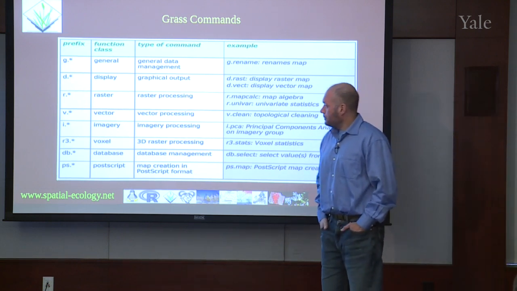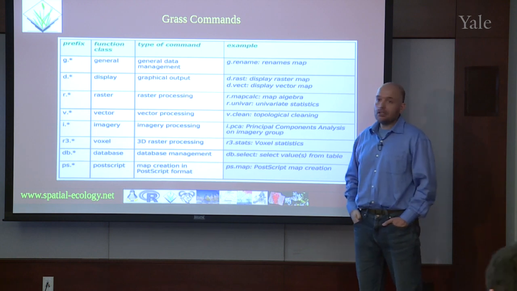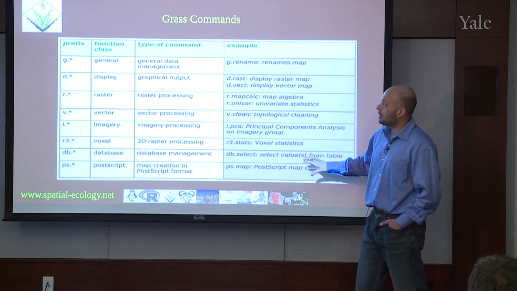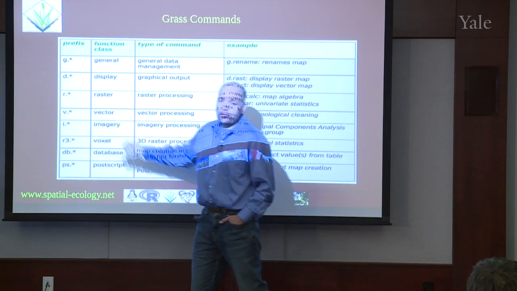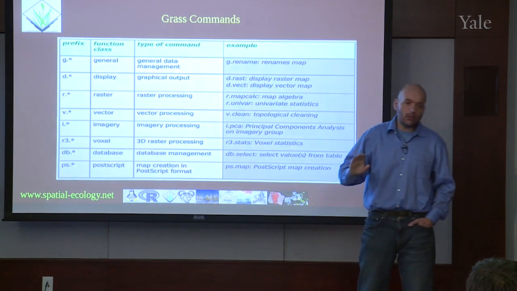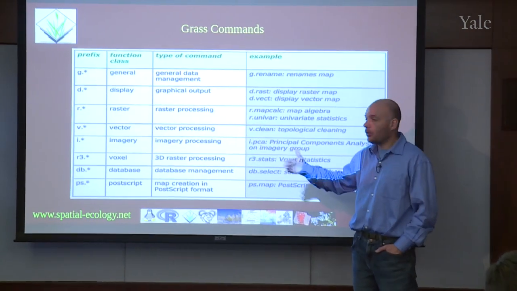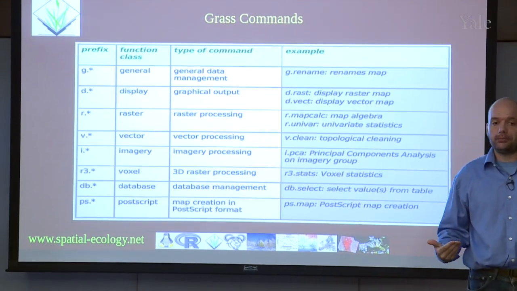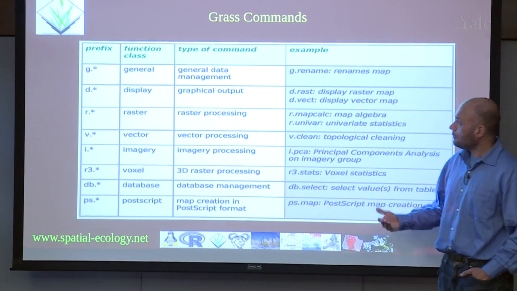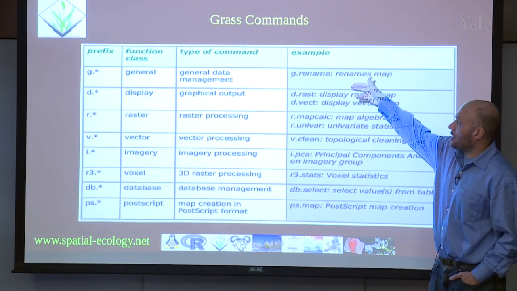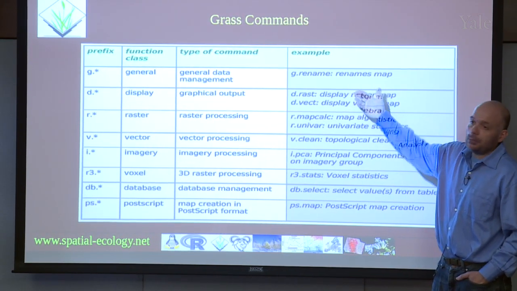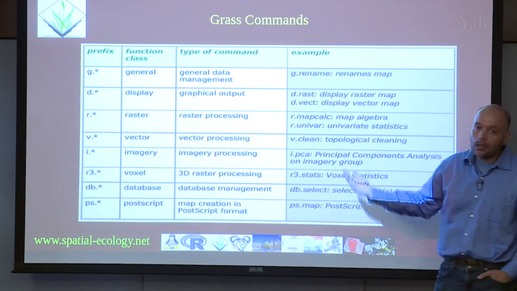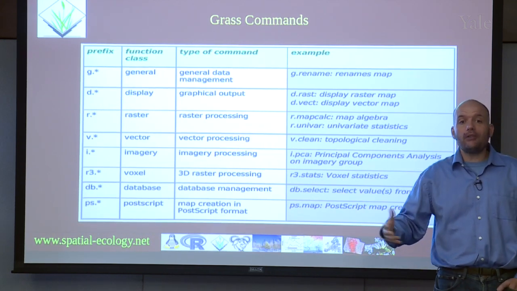So, GRASS commands, you can identify them immediately, and this is quite unique, because the GRASS commands all start with one letter and then a dot. So as soon as you see one letter plus a dot followed by something else, it means that you are following up with GRASS code. For example, the G stands for General Data Management.